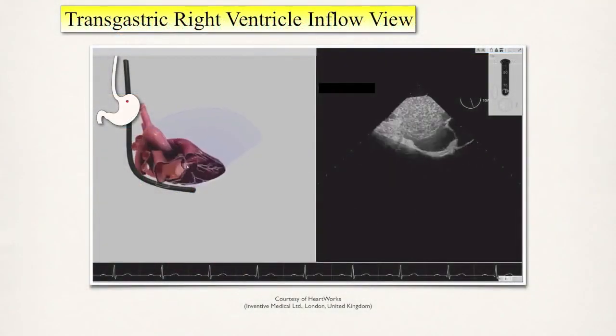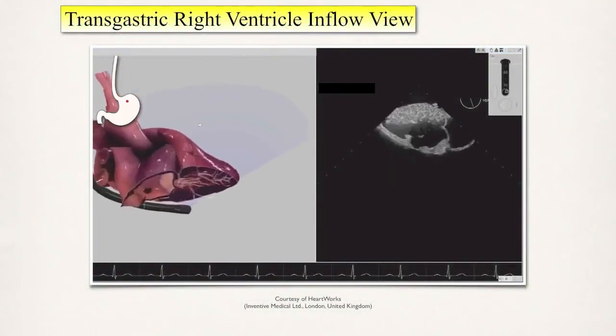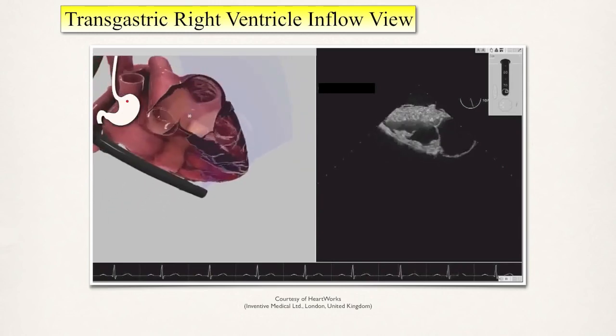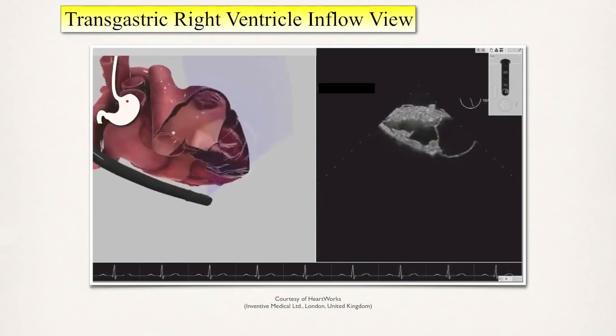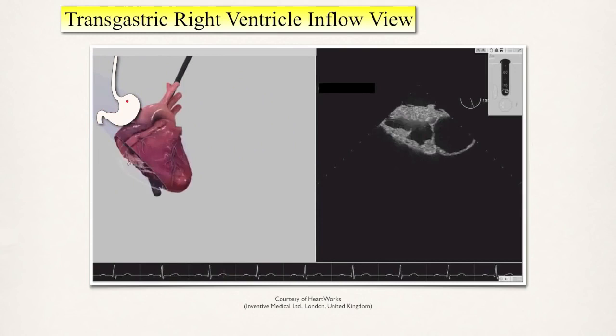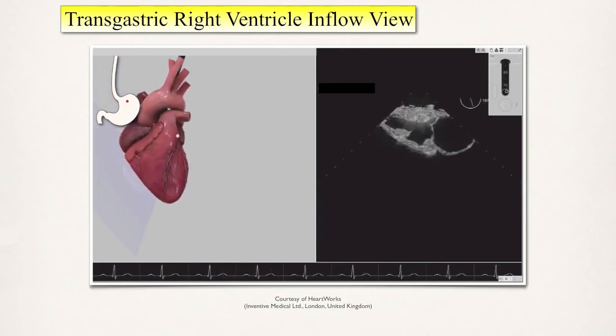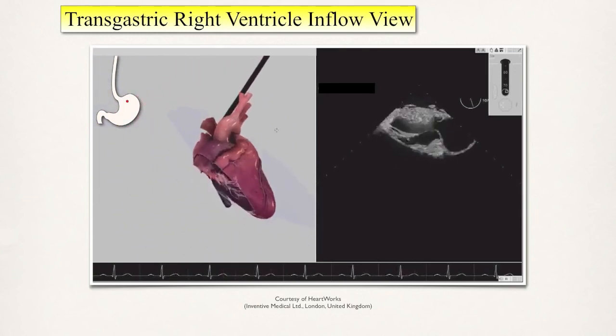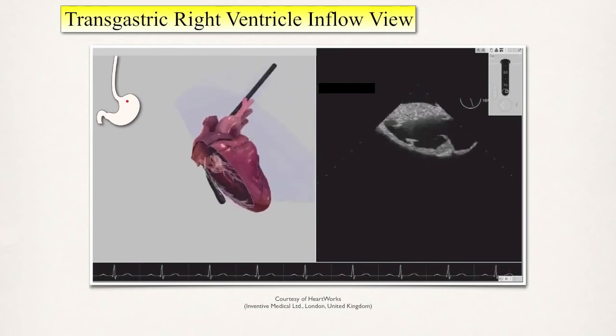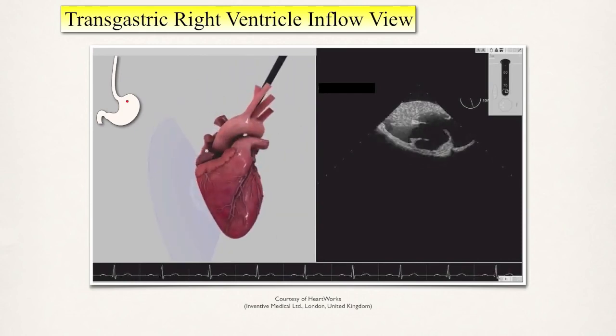The transgastric right ventricle inflow view shows the septal and free walls of the right ventricle, and is particularly useful for assessing the inferior free wall of the right ventricle. The tricuspid valve and its support apparatus can also be assessed here.